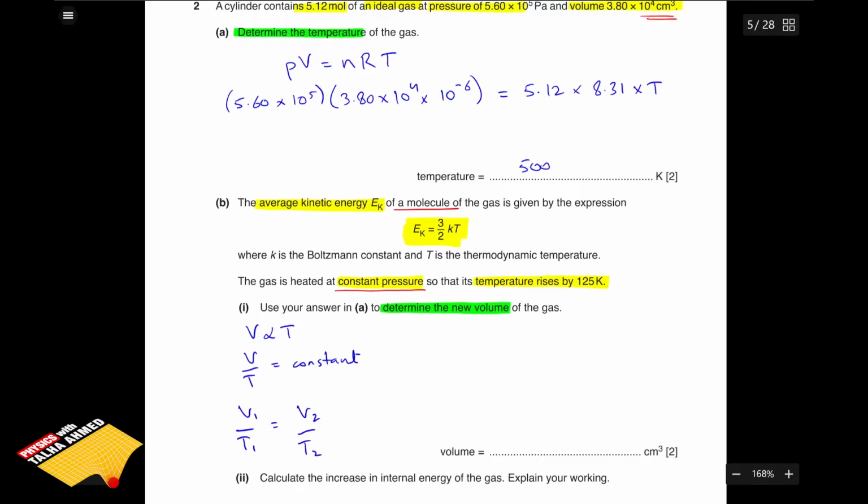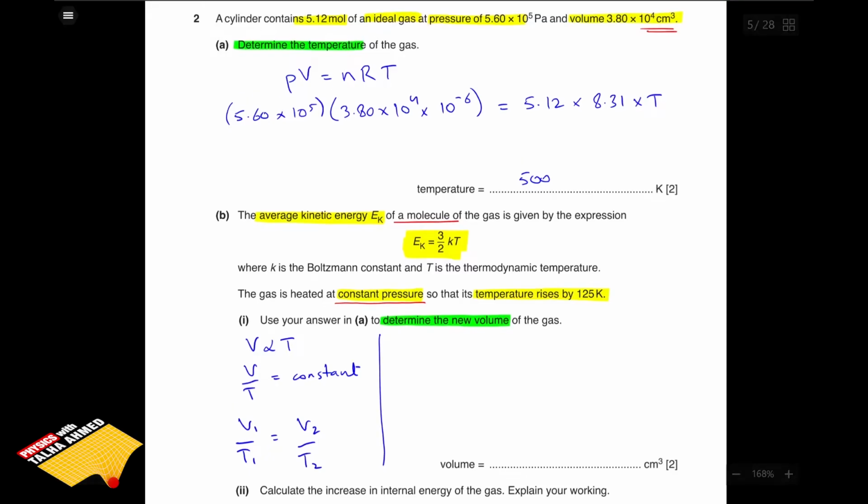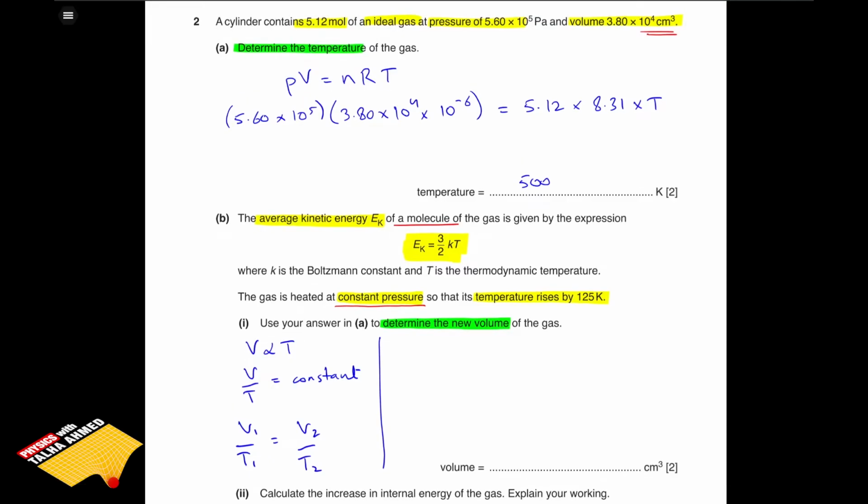So since volume and temperature are directly proportional to each other, their ratio is going to be a constant. So therefore, I'm just using the formula V1 over T1 equals V2 over T2. And we know the initial volume and temperature. We know the final temperature as well. All you have to do is just add 125 to the older temperature.